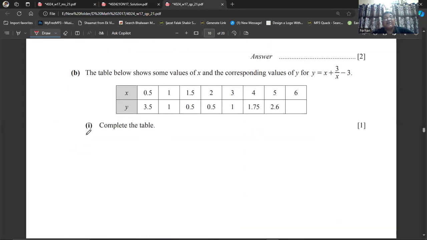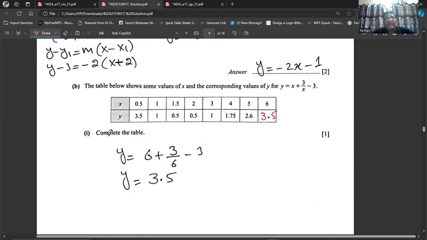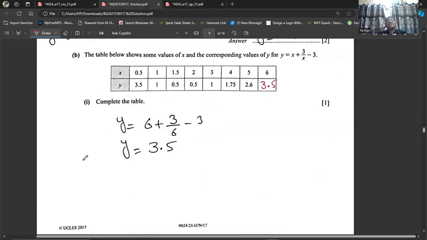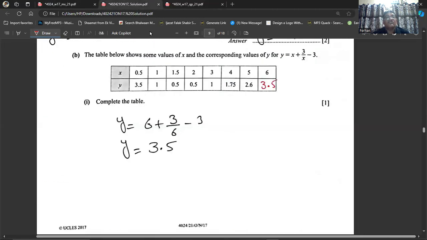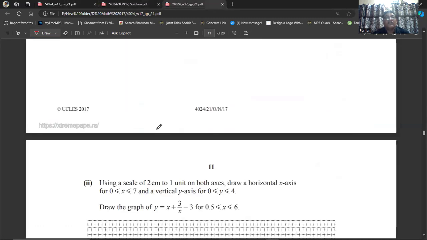So we are going to the next part, question number 7, and it's B part. It says the table below shows some values of x and the corresponding values of y for y equals x plus 3 by x minus 3. So here, complete the table. It's a 1-mark question. In the place of x here, I will substitute 6. So y equals 6 plus 3 divided by 6 minus 3 equals, and that will be 3.5. So I will write 3.5 here. So 3.5 is the right answer, sir. This is my solution.